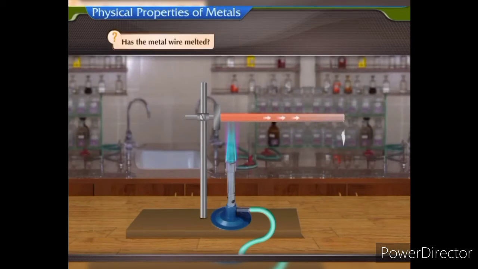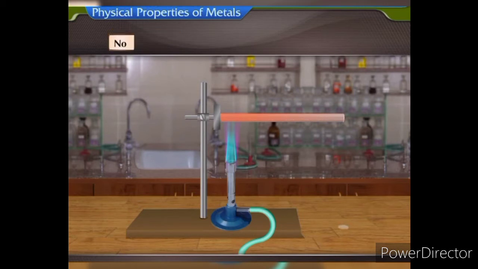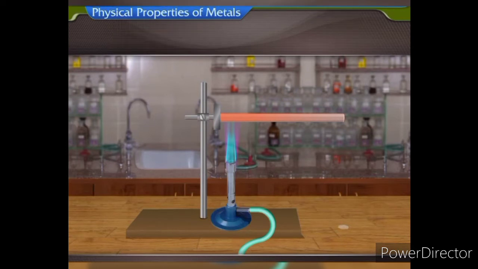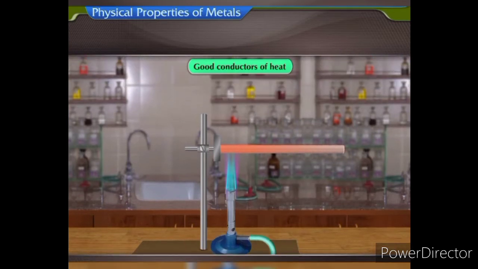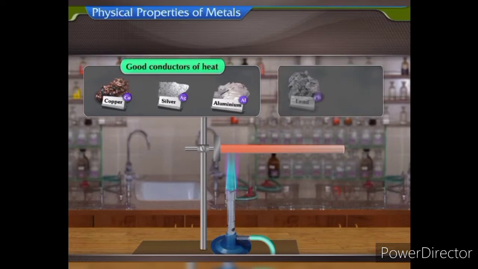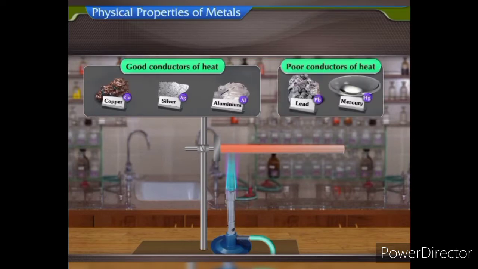Has the metal wire melted? No, the metal wire is intact because metals have a high melting point. We can conclude that metals are good conductors of heat. It has been found that metals like copper, silver, and aluminium are good conductors of heat. However, lead and mercury are poor conductors of heat.